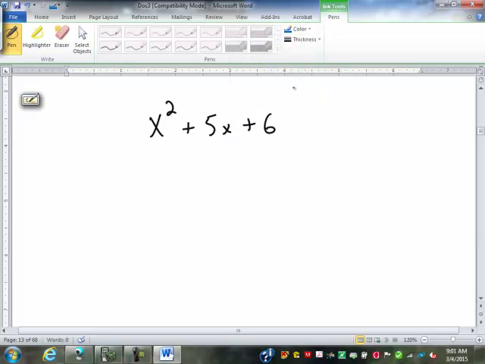So let's look at this one. x squared plus 5x plus 6. First step always: is there a common factor? No, there is not. So then we're going to try to do this. We're going to do the FOIL reverse.